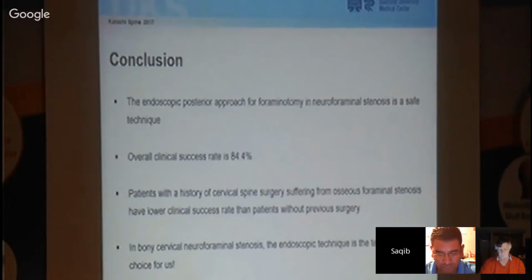So when we conclude, this is a nice tool. I think the posterior foraminotomy should be applied whenever it's possible. It makes sense to do this. It's a good option, and I think it's a very nice indication for an endoscopic approach. The smaller the approach is, the less post-op discomfort and pain these patients will have. And so I think it's a very good thing.